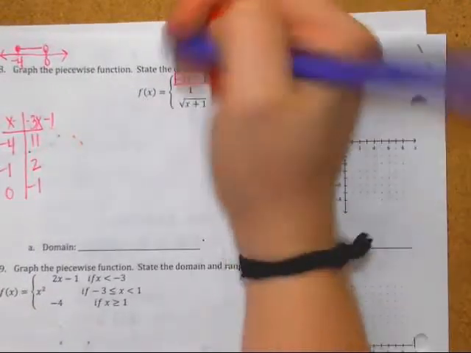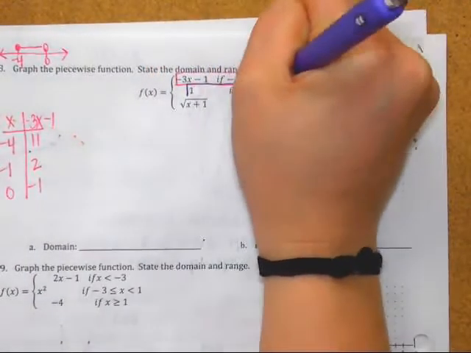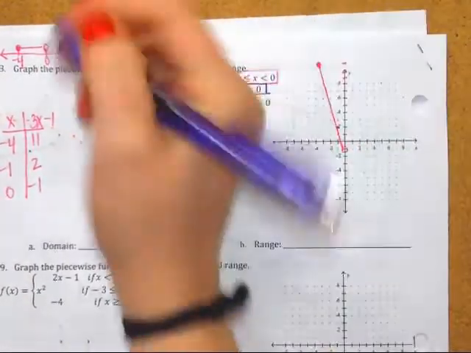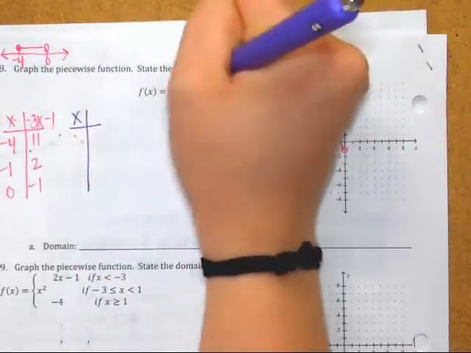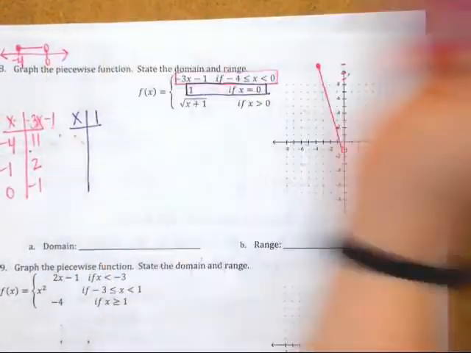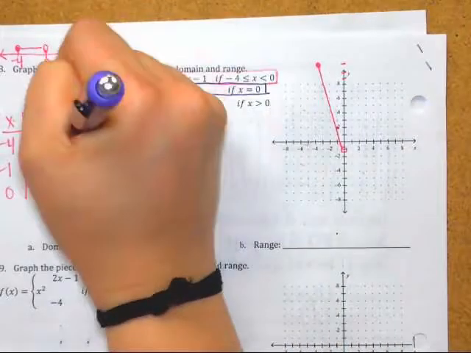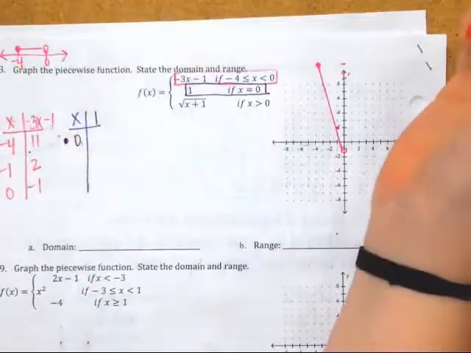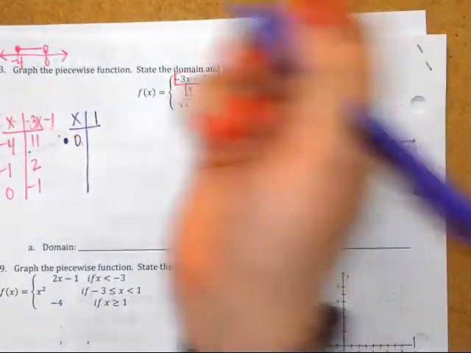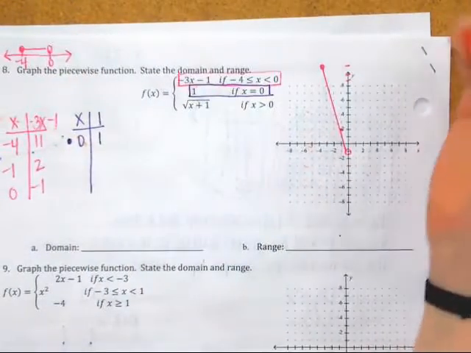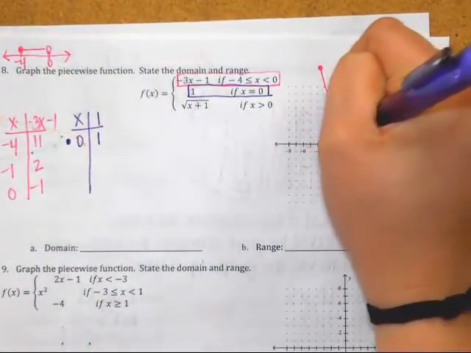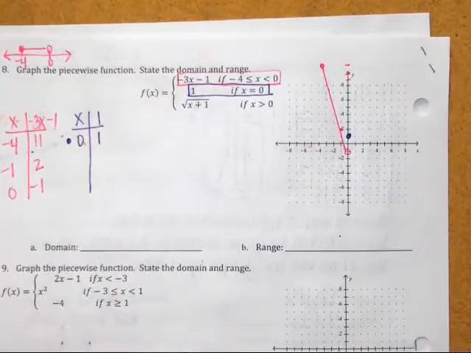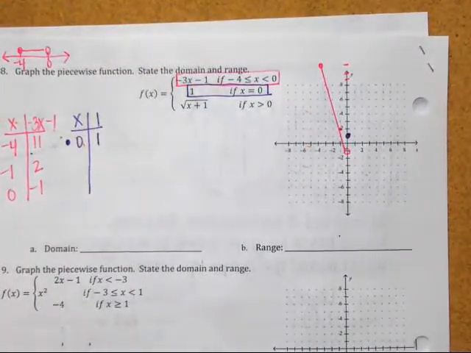Our second function is 1 when x is equal to 0. So it's actually only telling us one x value, and it's giving us that our y value is always 1. So our x value is 0, closed circle because it's equal to, and our y value is 1. So that's going to be our point (0, 1), a closed circle there. And that's it for that one.